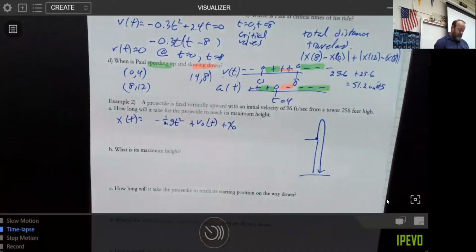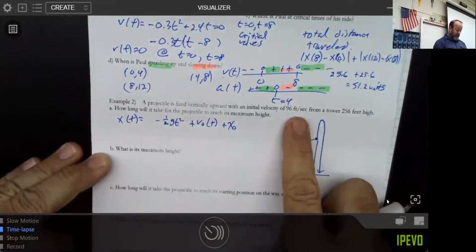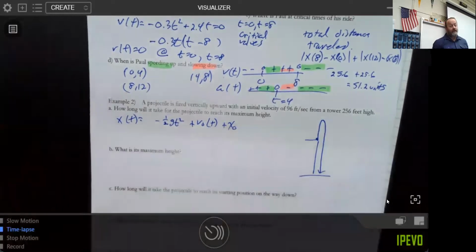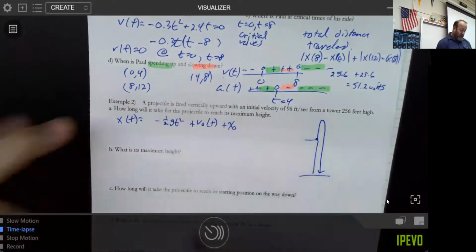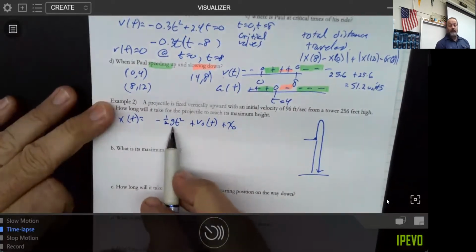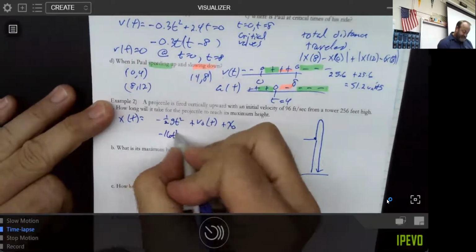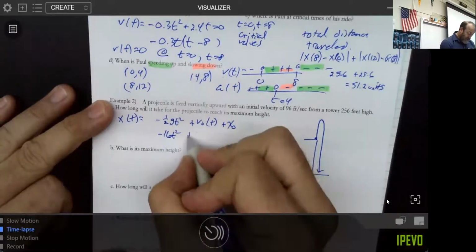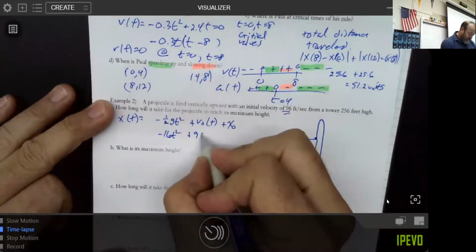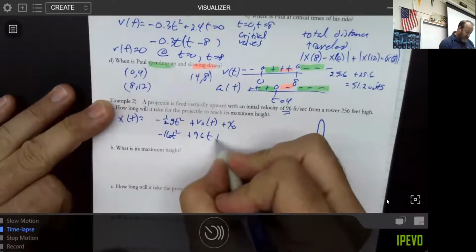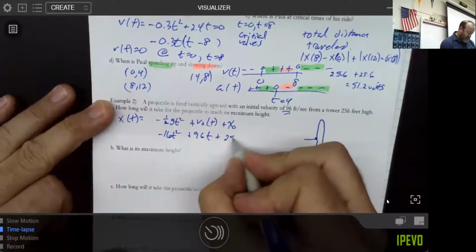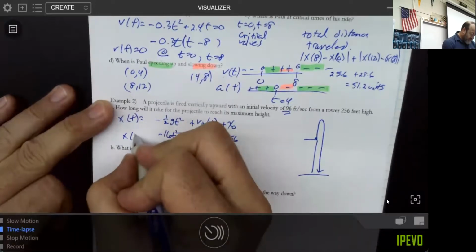So what we have is, since this is in 96 feet per second, and it doesn't say anything different, we're going to assume this is on Earth. Gravity on Earth is 32 feet per second squared. So this is going to be negative 16t squared. My initial velocity right here was given to be 96 feet per second, and my initial height was 256 feet. So that's x of t.